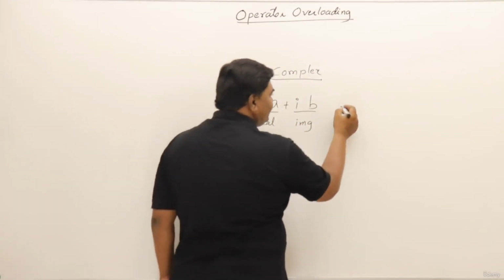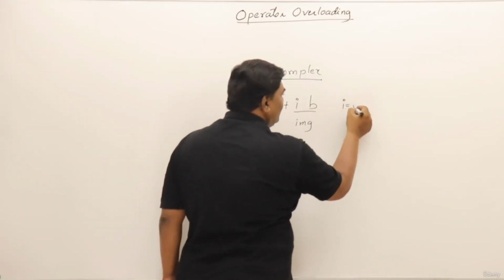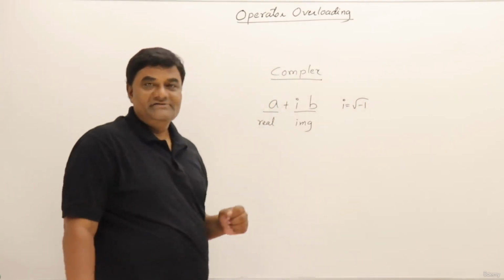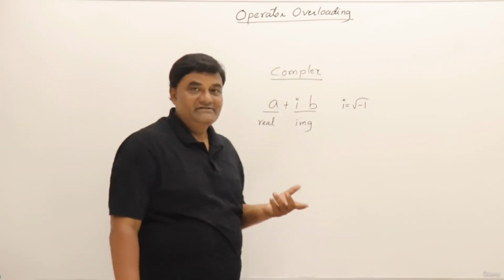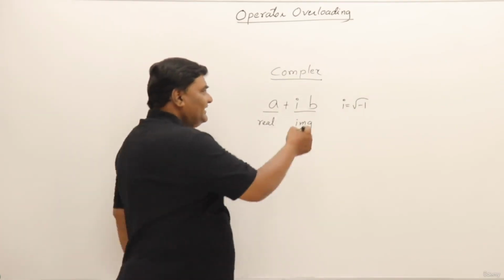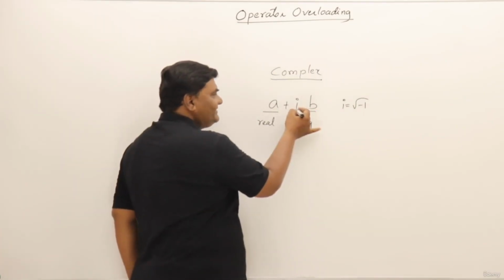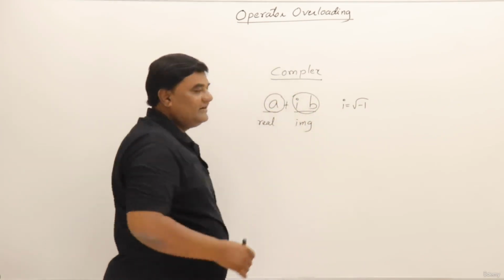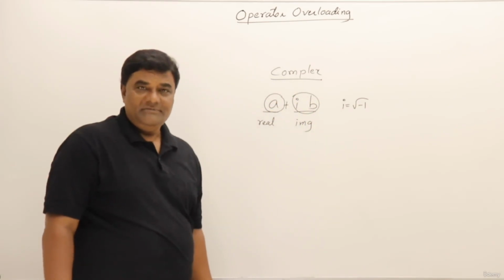What is imaginary in this one is i, which is the square root of minus 1. The square root of minus 1 is undefined, so we call that part imaginary. Anything multiplied by the imaginary number becomes an imaginary number. And this is a real integer or float number.